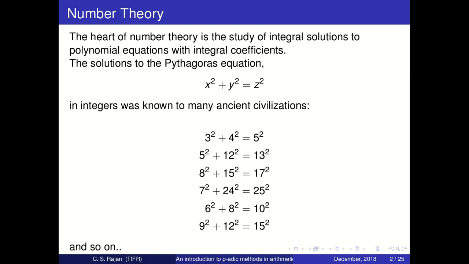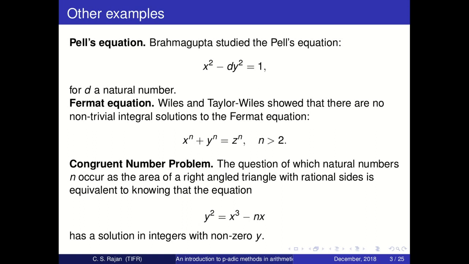Coming to more recent times, 1400 years back, Brahmagupta studied Pell's equation, x squared minus d y squared equal to 1, for d a natural number. For many of us who learn number theory, these are supposed to be the units of the real quadratic field, so it's always a bit of a surprise why Brahmagupta was interested in these things, but maybe there are other reasons.